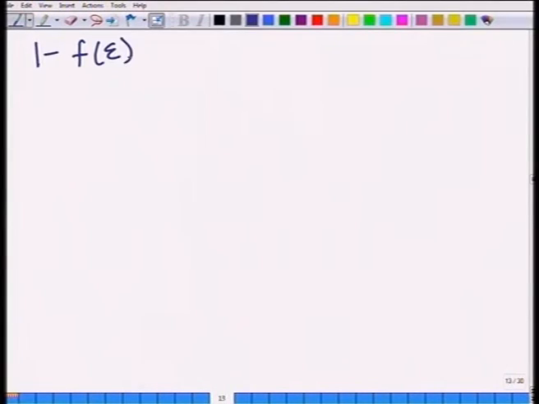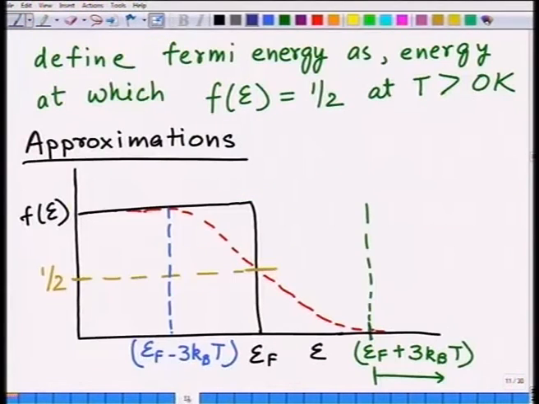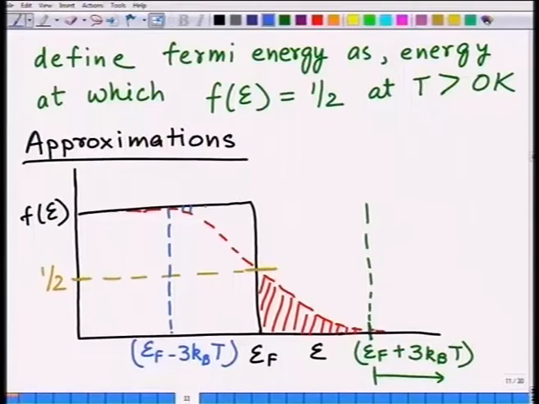Similarly, I solve for 1 minus F of E. Remember why I am doing that? I am interested in the number of holes, and the number of electrons at higher temperature. Electrons have jumped to higher energies, and correspondingly, they have left holes here. So I am interested in 1 minus F of E, the blue shaded region. And in the red shaded region, I am interested in F of E, the probability of finding an electron. In the blue region, I am interested in 1 minus F of E, which is the probability of finding holes.